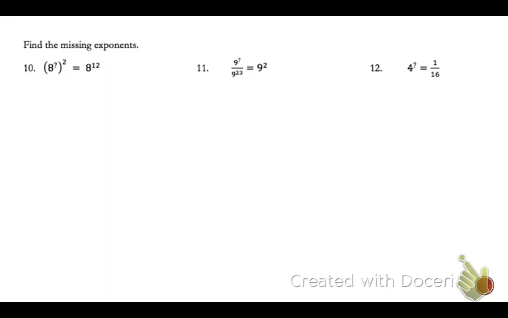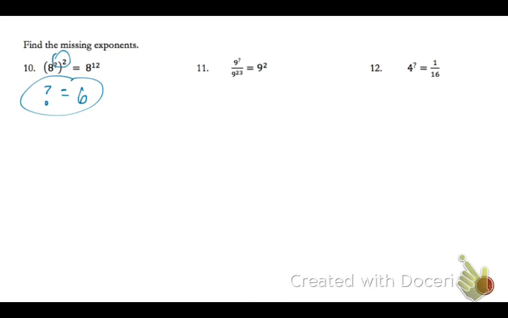When you raise a power to a power, you multiply. So we're looking for a number that if you multiply by 2, you get 12. Well, let's work backwards. 12 divided by 2 is 6. So the exponent we're looking for is 6.